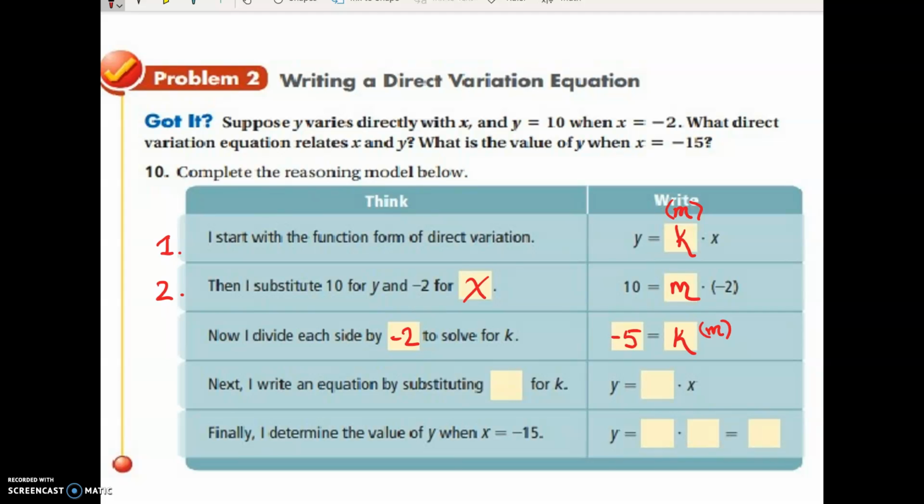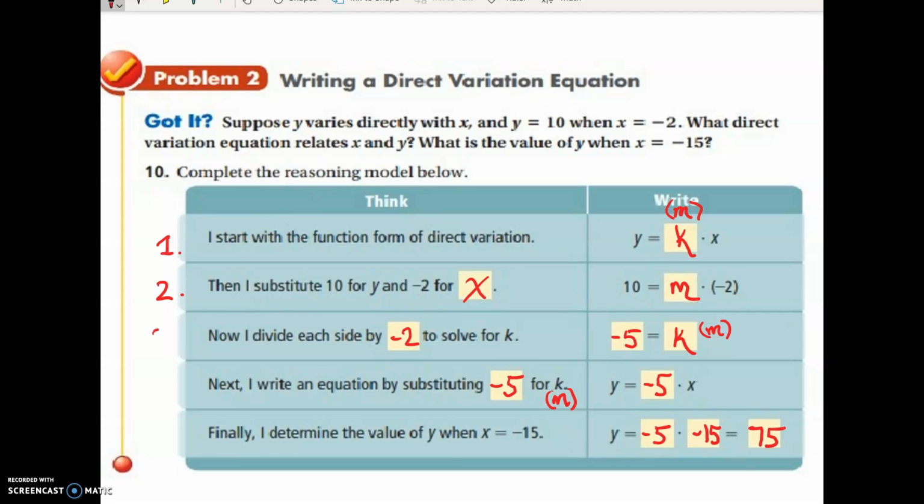Then the next step is to write your equation by substituting in negative 5 for k or m. Remember, those can be interchangeable. So y is going to equal negative 5 times x. And then, now that we have the equation, determine the value of y when x is negative 15. At this point, we just plug in that negative 15 for x, and we get an answer of 75.